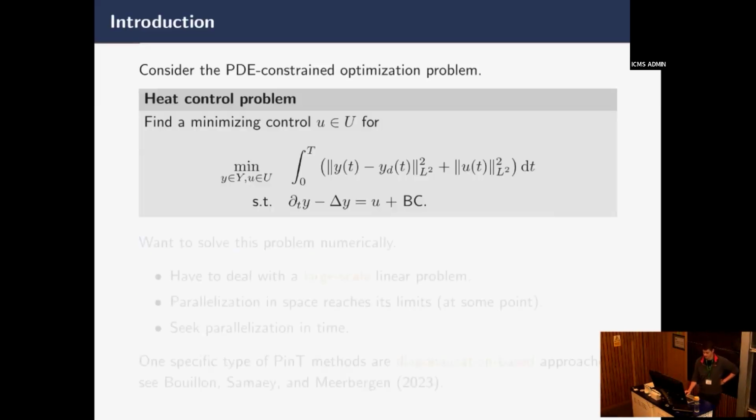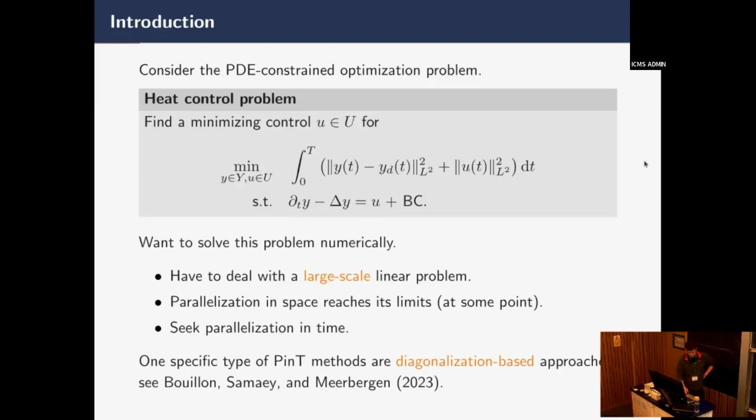Like we've seen before, we are interested in PDE-constrained optimization problems. A very specific form, or maybe the simplest example, is the heat control problem. It's called the heat control problem because we have the equation u_t minus the Laplacian y equals some control u plus some boundary conditions. What we're looking for is to match the state to some desired state while still penalizing the control that we put in there.